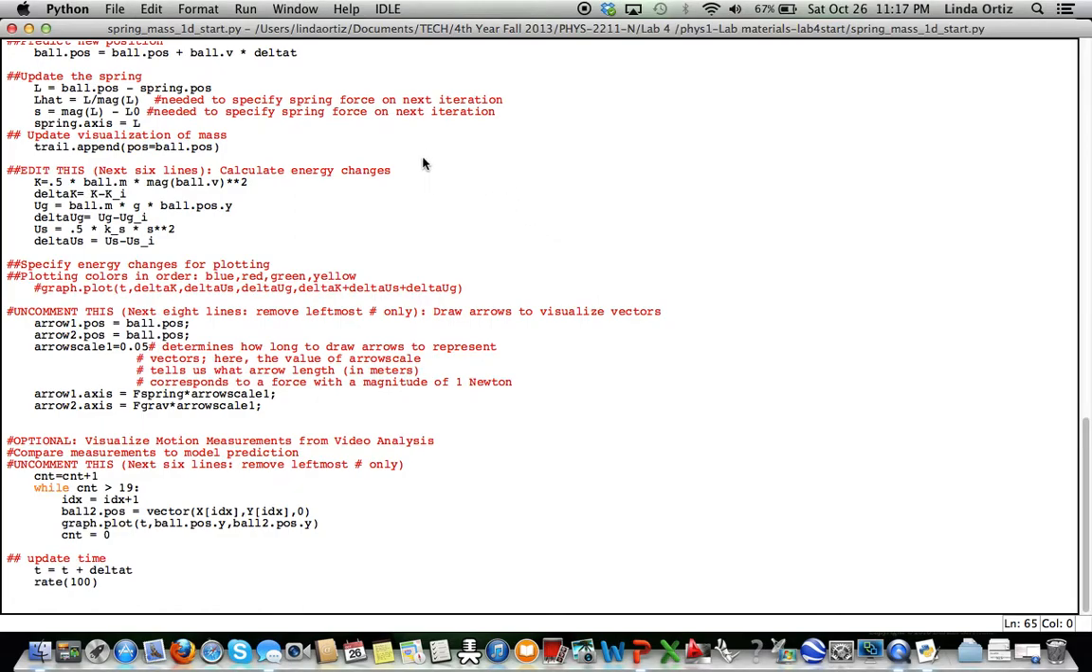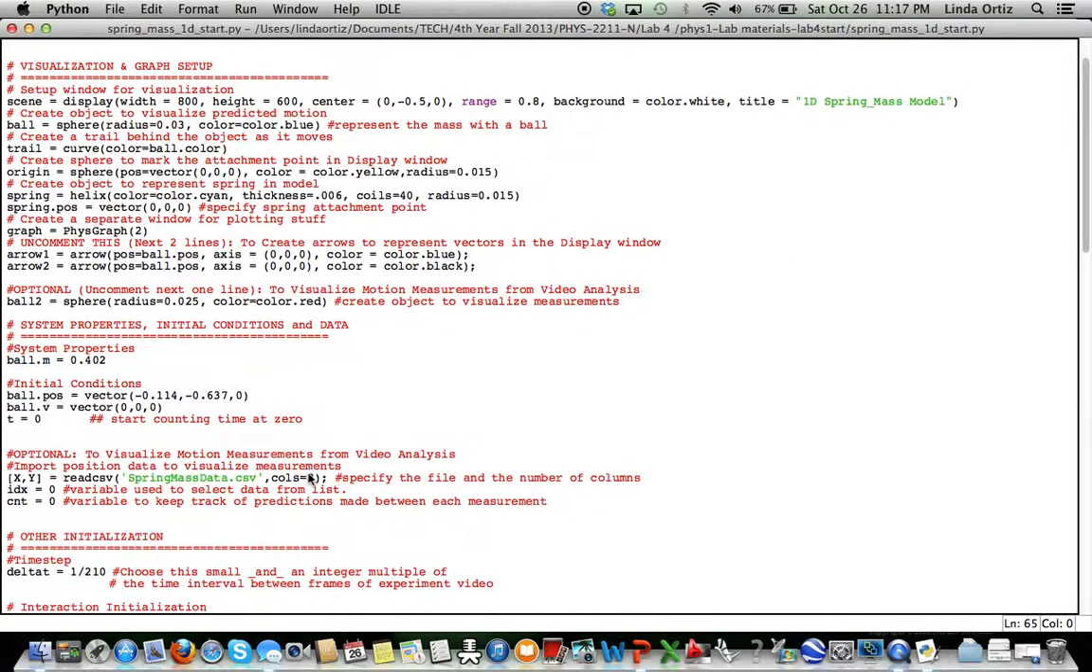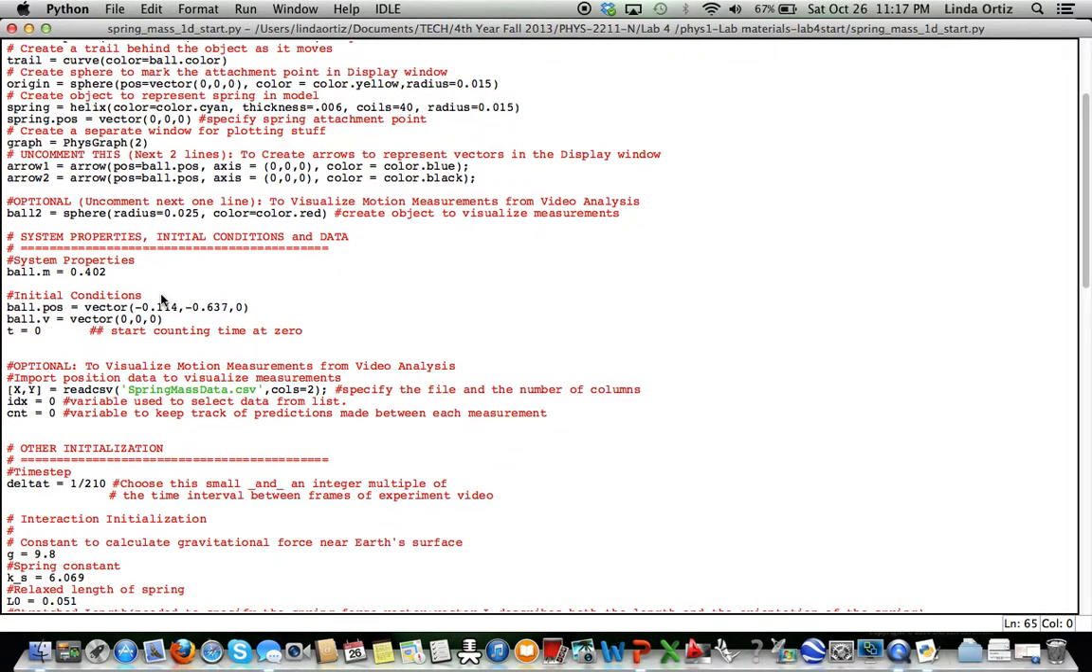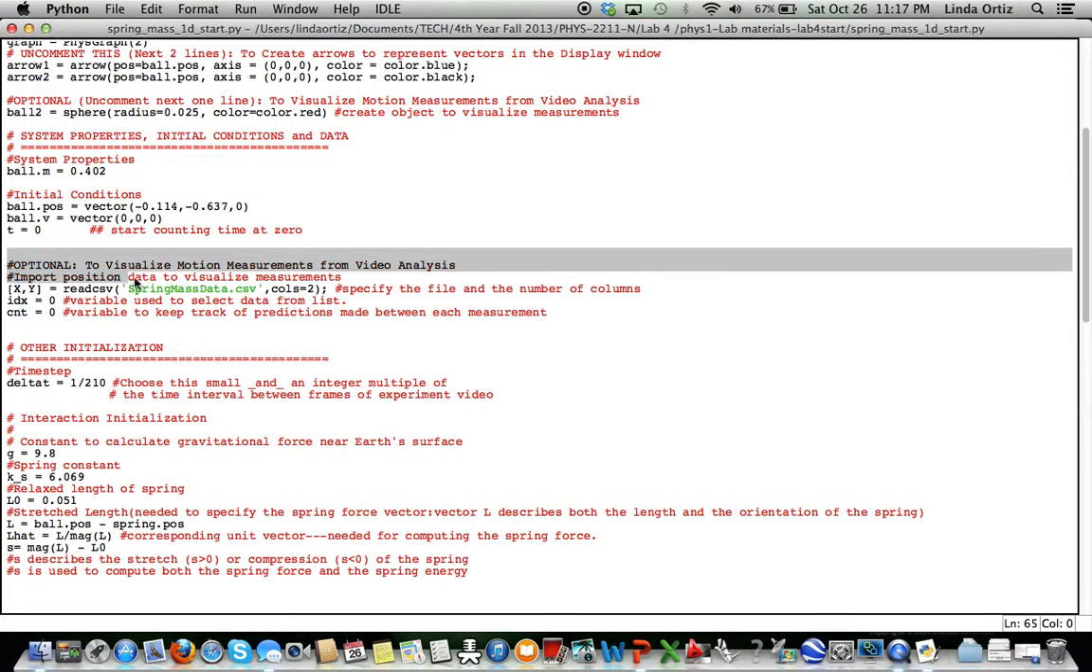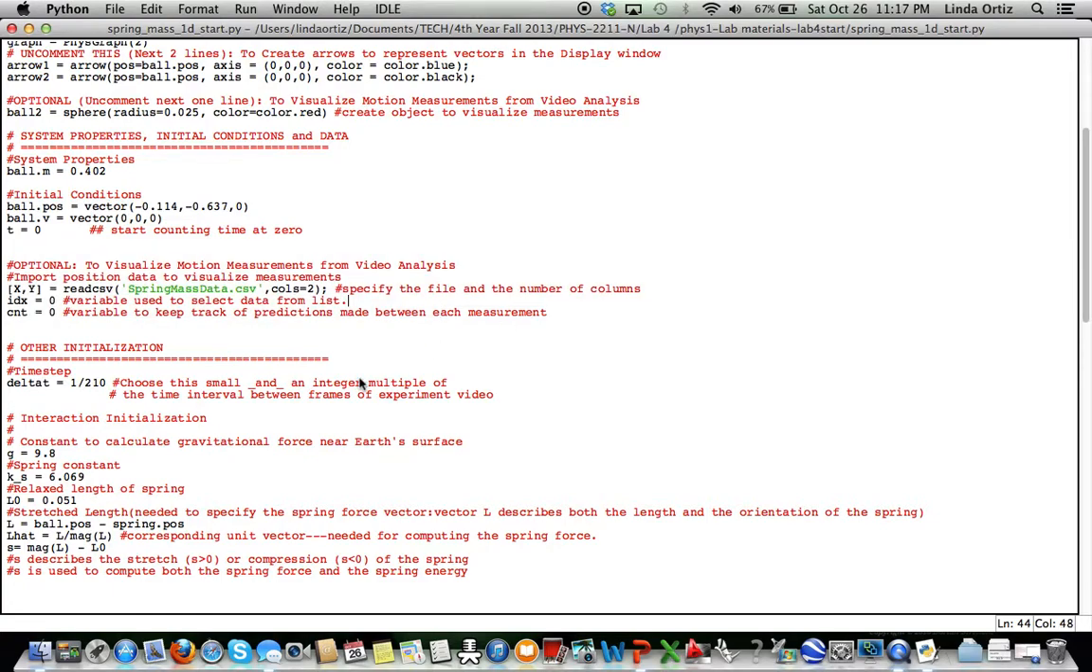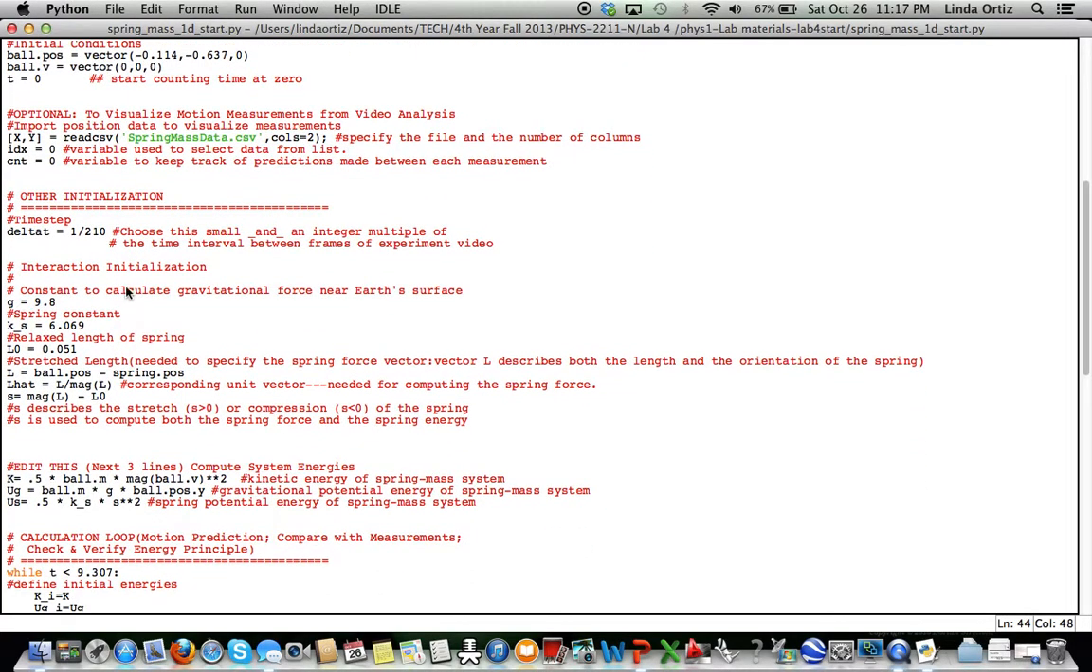Now onto the predictions that can be found within the code. I set up all my initial properties, where the ball's mass, position, velocity, time equals 0. This code will allow the model to extract data from Tracker from what I observed earlier. Here I have the gravitational force, spring constant, and relaxed length of the spring, which I calculated earlier.